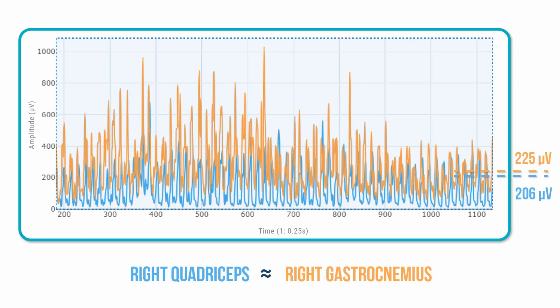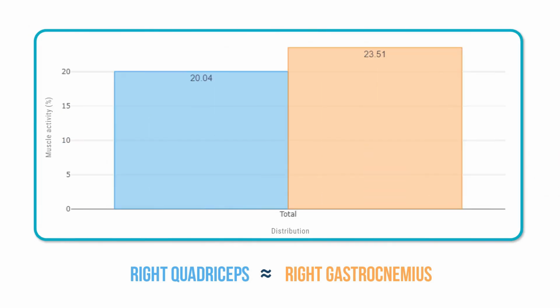Now let's look at running at 16 km per hour. Look at the results again. Here, the activation of the quadriceps and calves is equal, indicating a change in muscle synergy. The quadriceps begins to take on a more prominent role, which might not be desirable if not accompanied by proper technique.